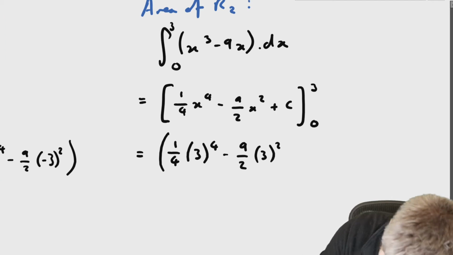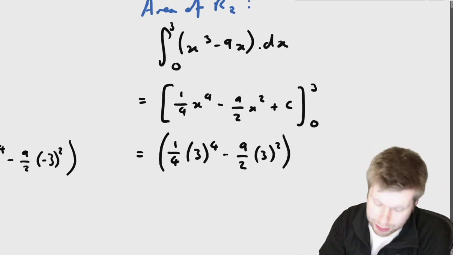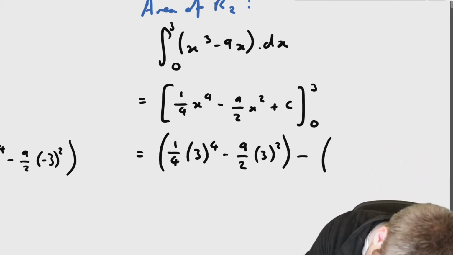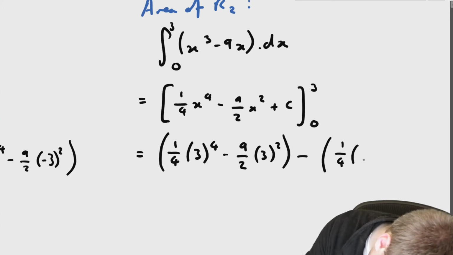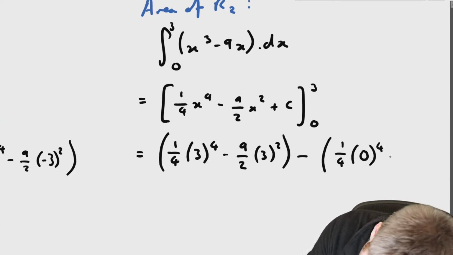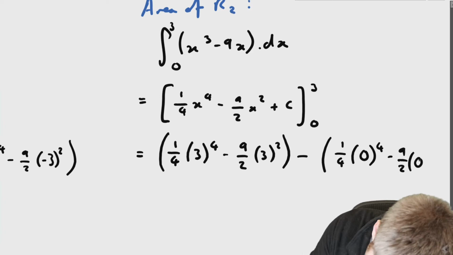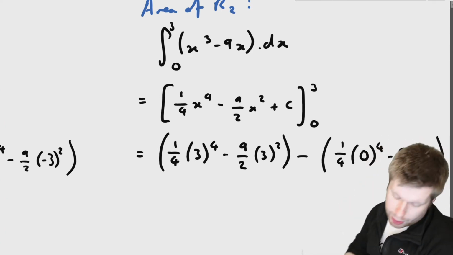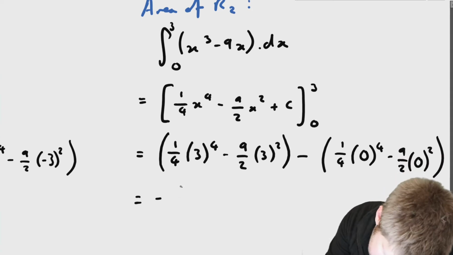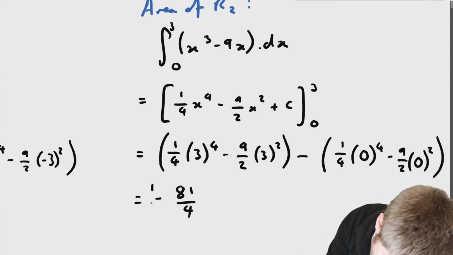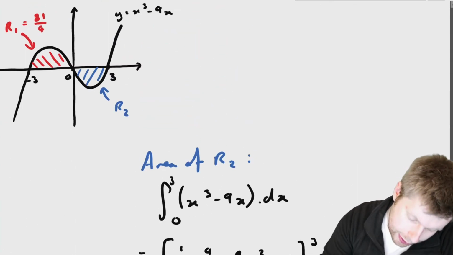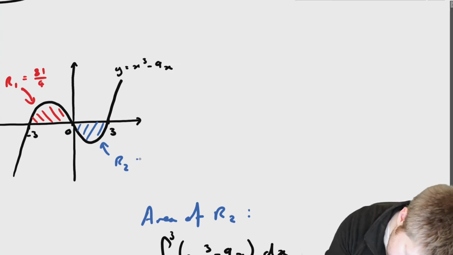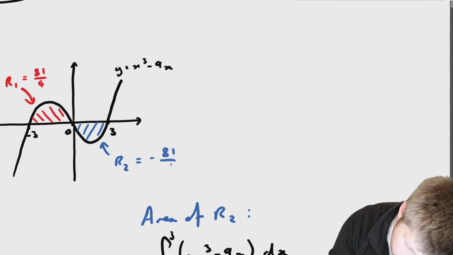Of course, I know that my plus c is going to cancel with my negative c in the second bracket. Then I'm going to take that away from a quarter times by 0 to the power 4 minus 9 over 2 times by 0 squared, and again my plus c is cancelled with the previous c. So therefore this thing comes out as negative 81 over 4. Alright, so stick it all in the calculator. This region is negative 81 over 4.